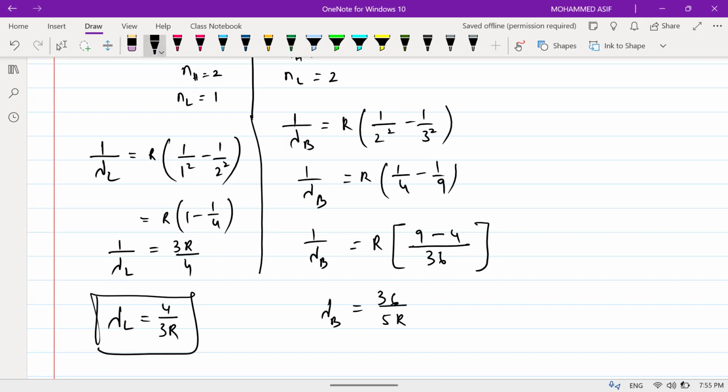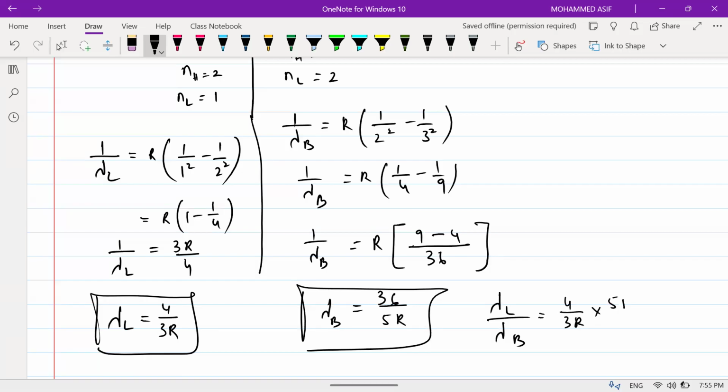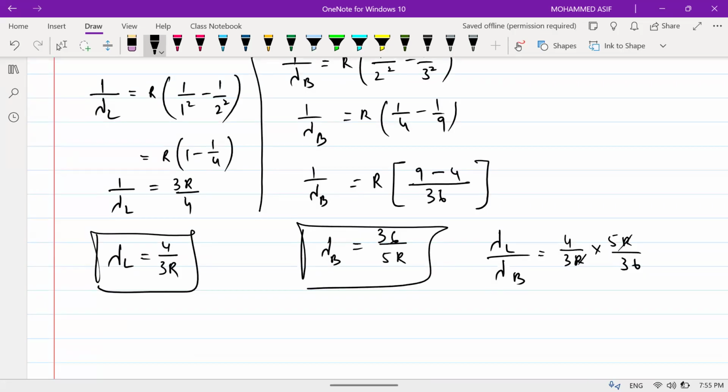Now take the ratio of this, beta. The wavelength of the Lyman series divided by the Balmer series will be equal to 4 divided by 3R into 5R divided by 36. This R will get cancelled. So simplify this, see how much I am getting? 5 by 27. Got it, everyone? Clear, beta?